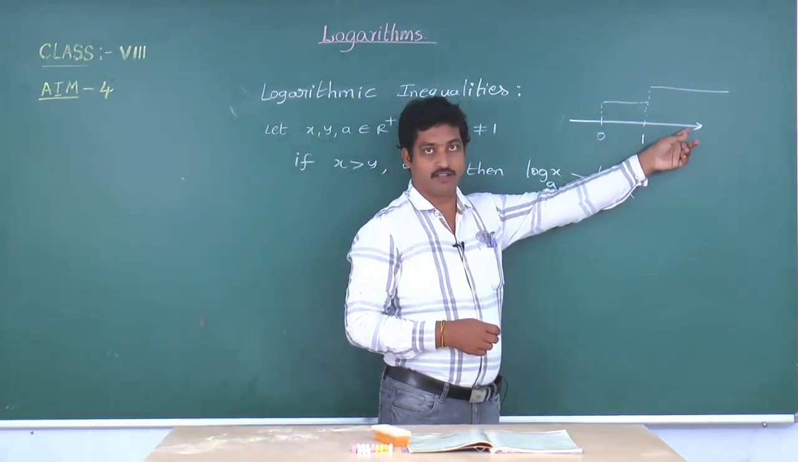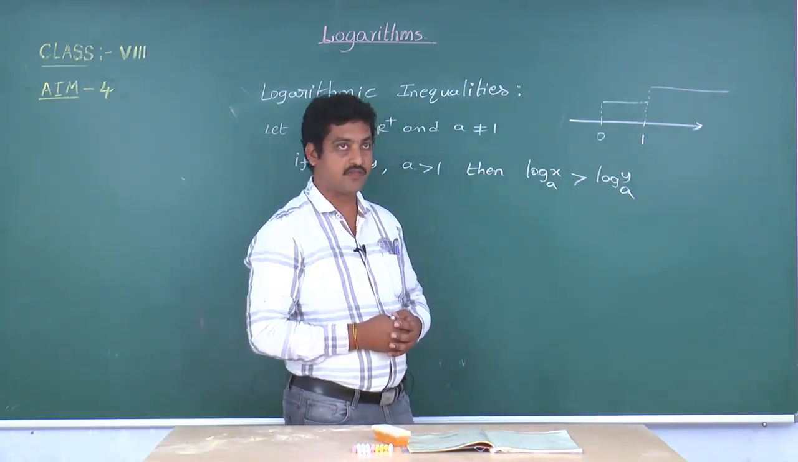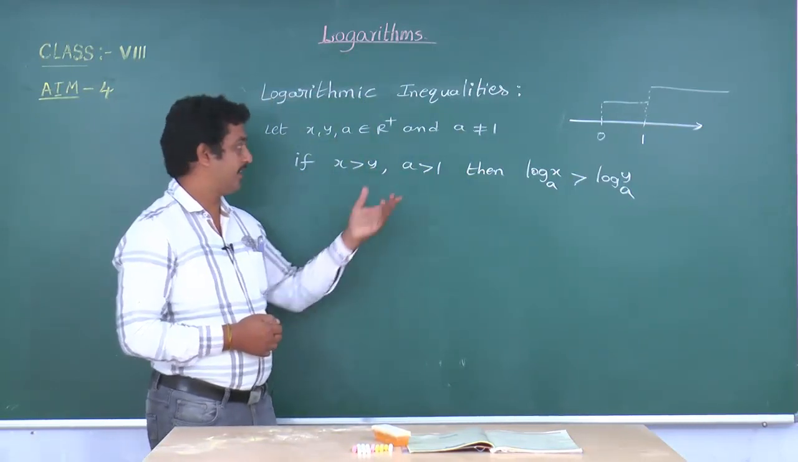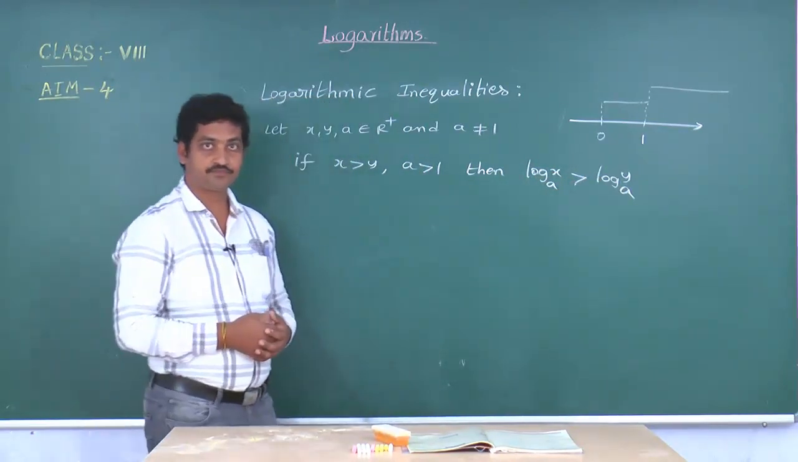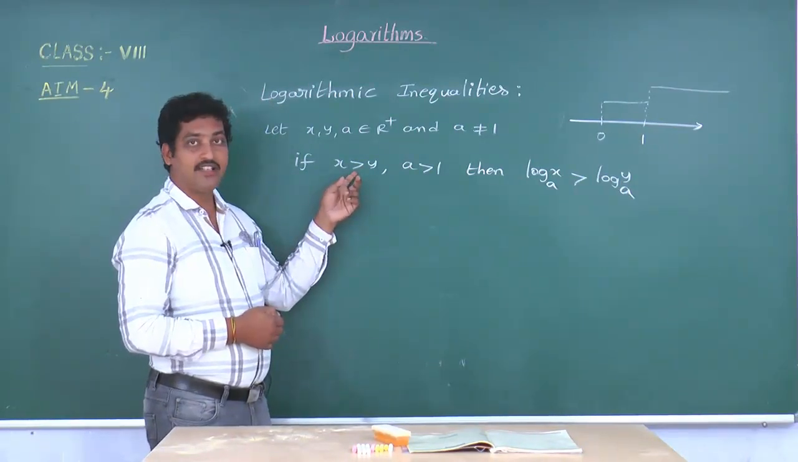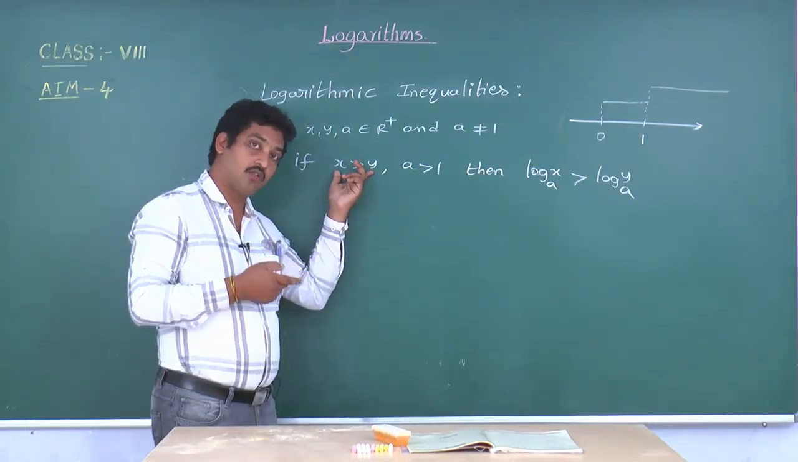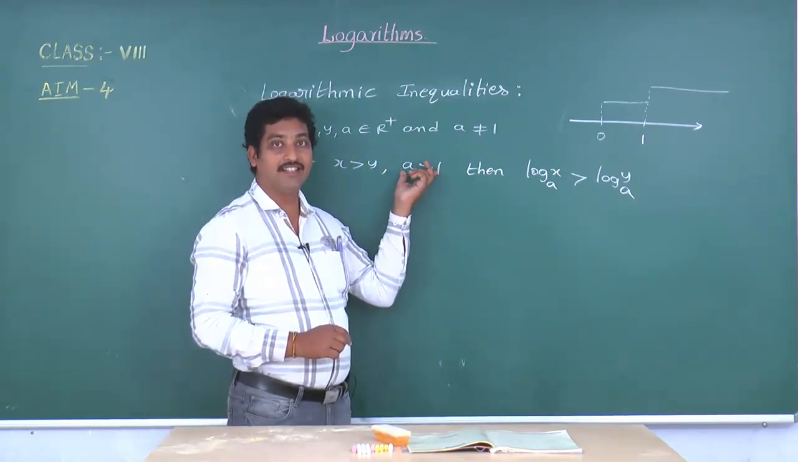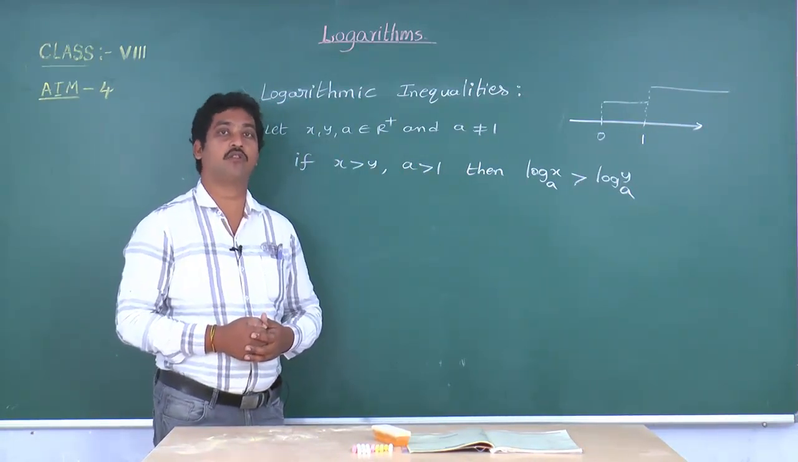One is greater than 1. That is the base greater than 1 case. The other is the base lies between 0 and 1 case. That's why here 2 cases will be raised. If x greater than y, a greater than 1, then log x to the base a is greater than log y to the base a. Children, remember, whatever the inequality between these two numbers, their logarithmic numbers also carry the same inequality if the base applied is more than 1. Very important point that is. We are going to prove it also.